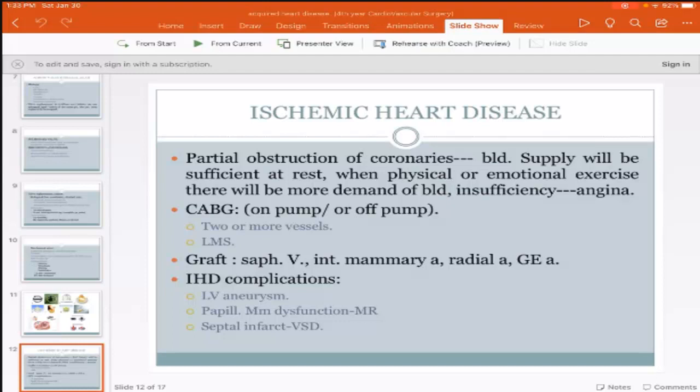Or maybe you have penetrating cardiac trauma. It needs an exploration. Either we can do it off bypass or on bypass machine.